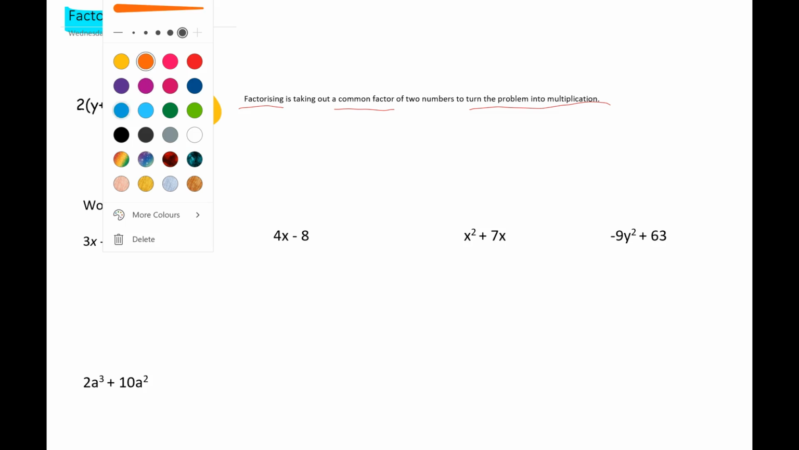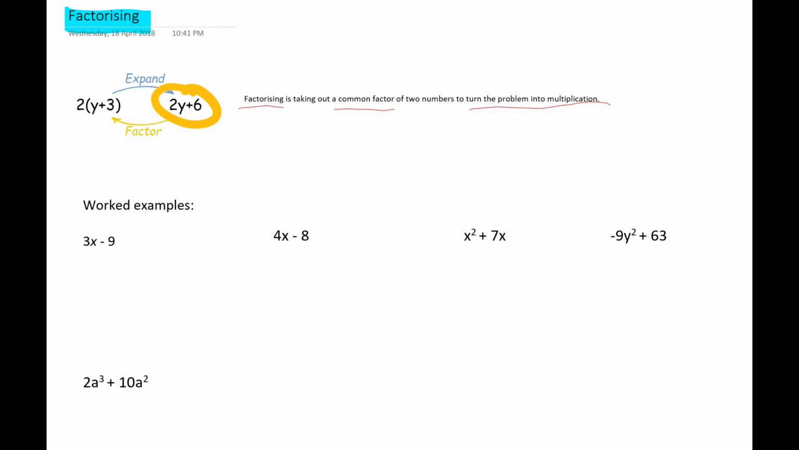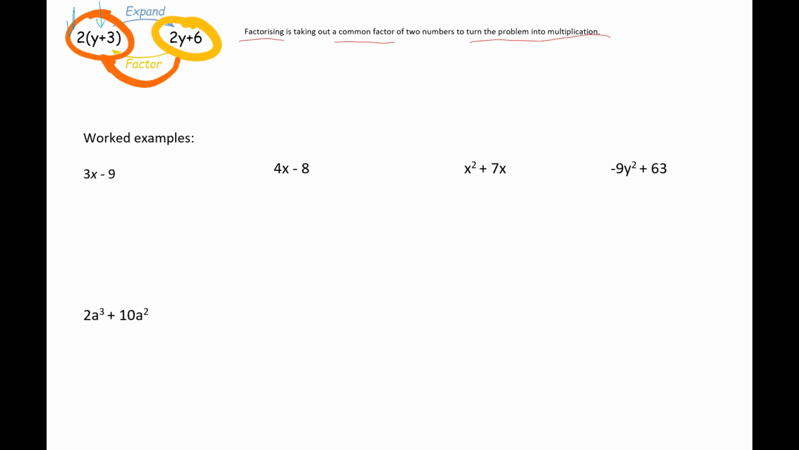it into, let's go to orange. I can factorise it, taking out a factor, and turn it into a multiplication. In this case, we've got the 2 multiplying what's in the brackets, y plus 3. So let's take a look at how we do that.